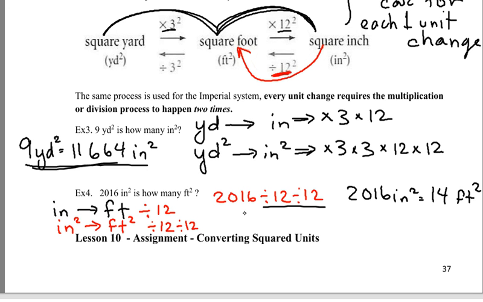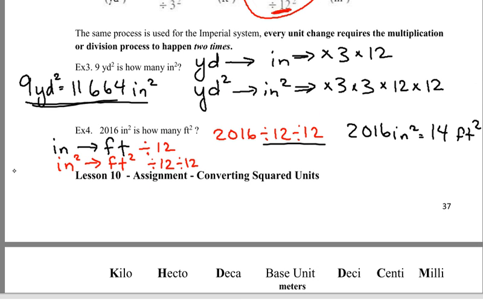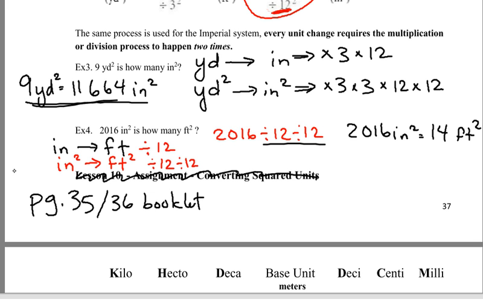So, quick review of area, not too complicated hopefully, because you've seen a lot of it before. Ignore this, that shouldn't be there, but your assignment is going to be pages 35 and 36 in the booklet that you're always working in, but also I want you to include page 38 from the booklet, because that's the conversion practice.